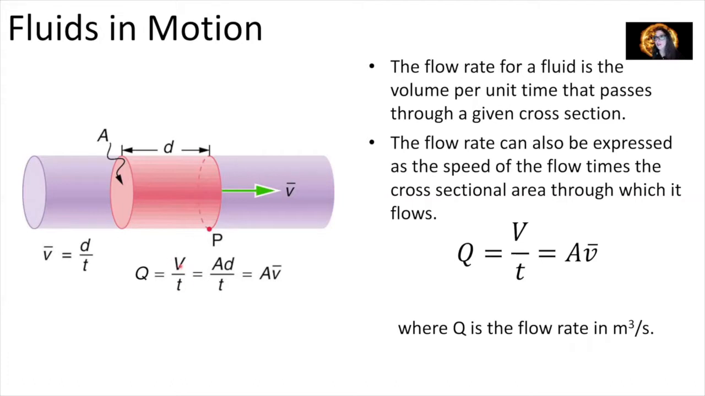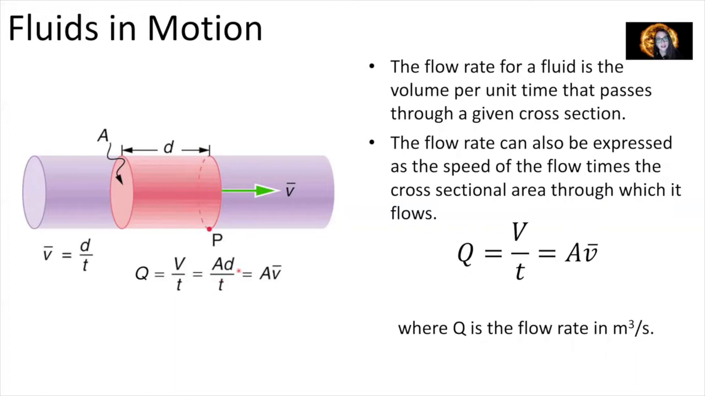Now we can write the volume of this cylindrical shape here as the cross section of the cylinder, A, times the length, some unit length we'll call D. So the volume of this pink cylinder is going to be cross-sectional area times this distance D, and we're dividing it by time.